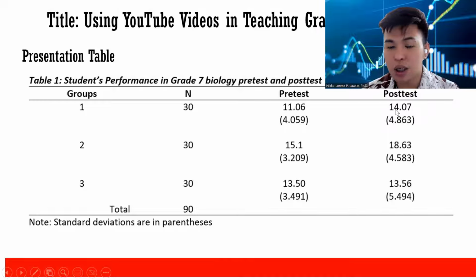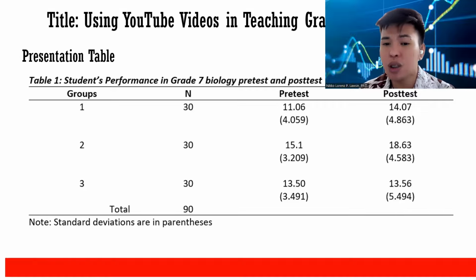the pre-test and the post-test. The ones that you can see here in two decimal places are the mean scores, while the ones in parentheses are the standard deviations. In our previous discussion, we described that standard deviation has two functions. The first one determines how close or how far the scores are. And the second function determines the distance of the scores from the mean, or how they deviate from the mean.